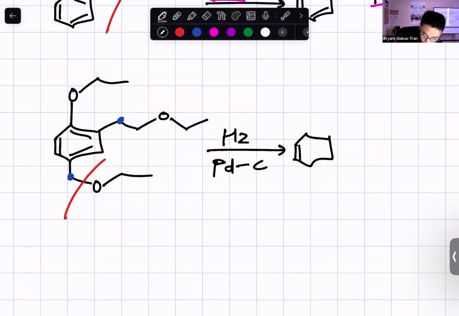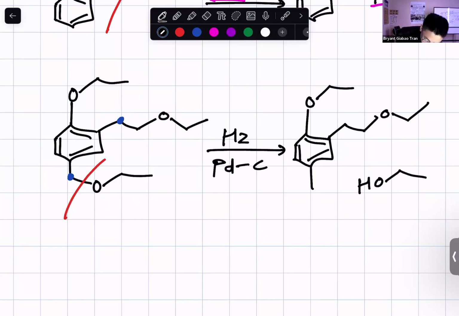The methyl group stays after we split that, and the other part leaves as isopropanol, like that. Okay.